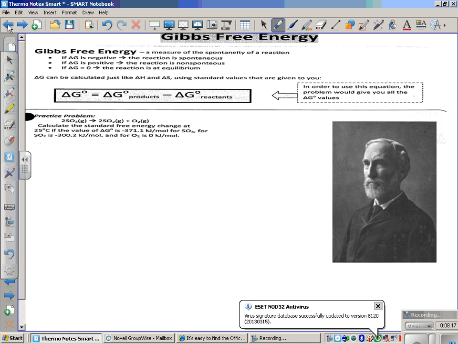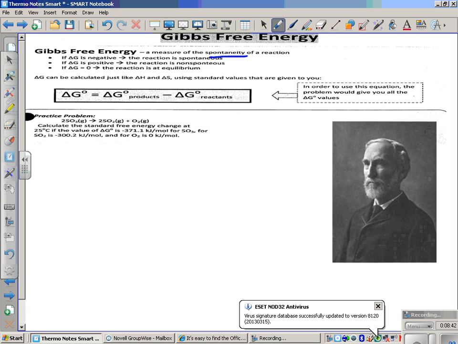All right, so Gibbs free energy. Now Gibbs free energy is a measurement of spontaneity. We learned in the equilibrium chapter that if our K value is greater than 1, then we have more product than reactant, and our reaction is spontaneous. This is another way to figure out spontaneity. You can actually calculate delta G a couple of ways, and once you know your delta G, you can tell whether or not your reaction is spontaneous or not.